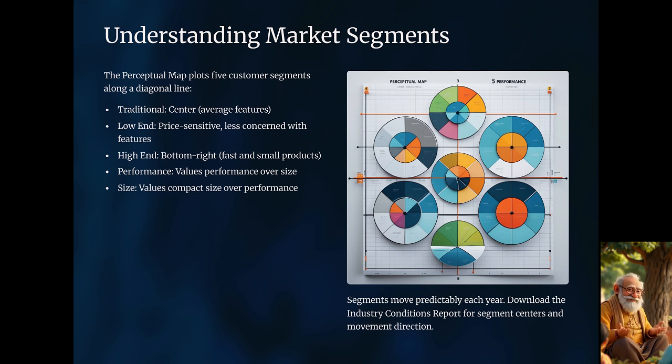Each segment has a different preference. Let me illustrate. High-end customers want fast and small products, bottom right of the map. Low-end customers don't care much about size or performance, they care about price. Traditional customers are in the center, they want average features. Performance segment values performance over size. Size segment values compact size over performance.